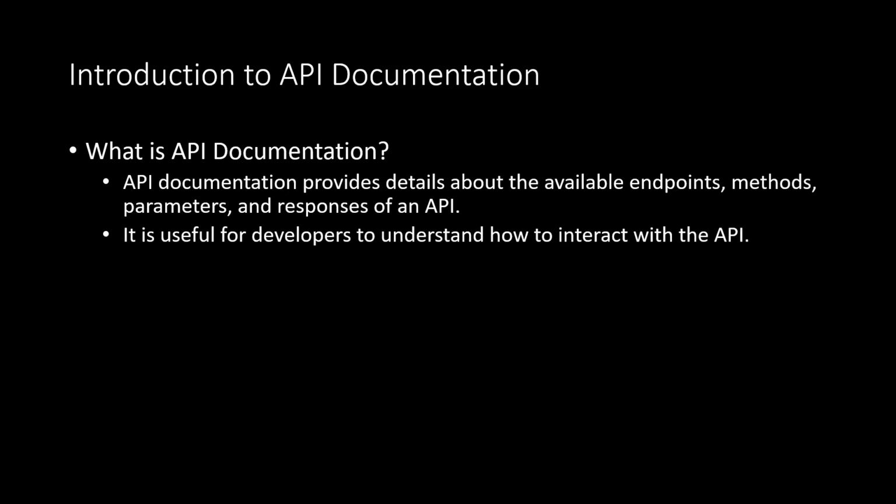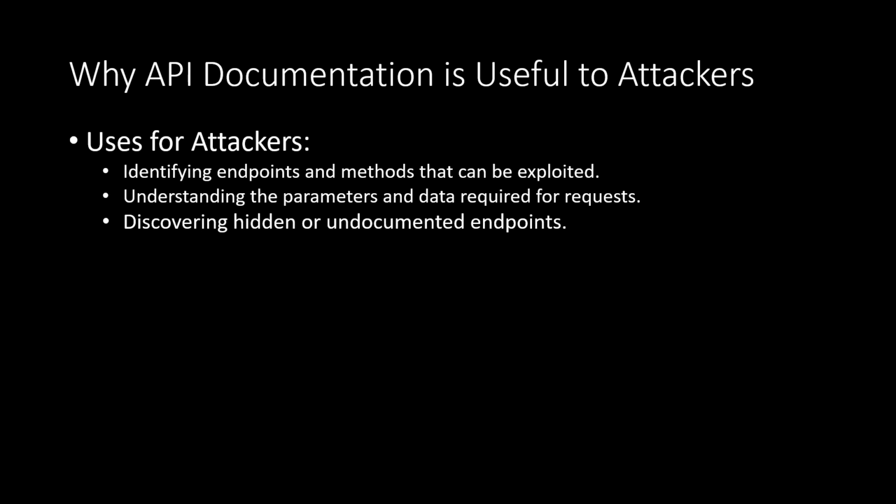Let's get started. API documentation provides details about the available endpoints, methods, parameters, and responses of an API. It is essential for developers to understand how to interact with the API effectively. However, if exposed publicly or insufficiently secured, this documentation can be a valuable resource for attackers to discover and exploit vulnerabilities. API documentation is useful to attackers because it helps them identify endpoints and methods that can be exploited, understand the parameters and data required for requests, and discover hidden or undocumented endpoints that may contain vulnerabilities. By leveraging this information, attackers can craft specific requests to exploit the API.